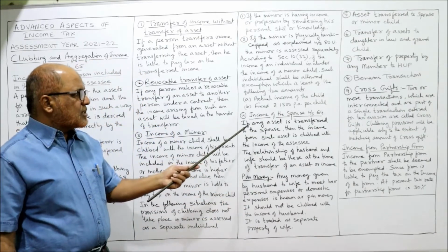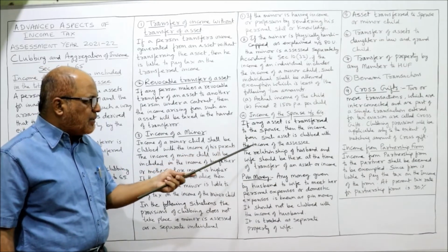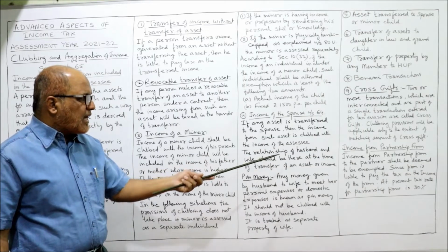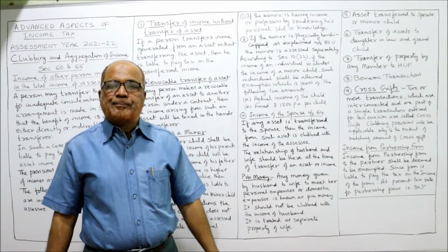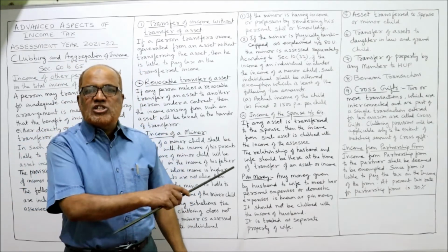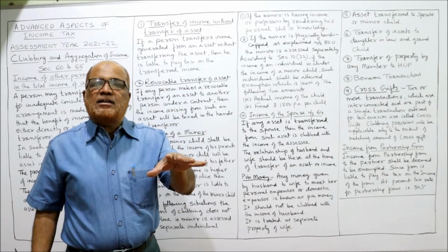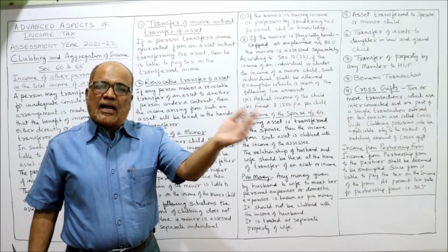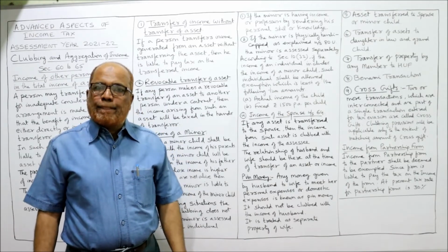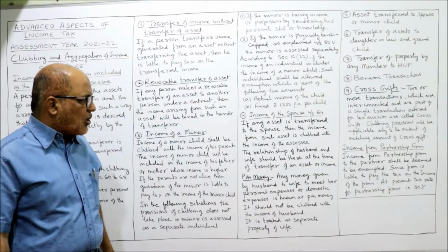So income of the spouse. If any asset is transferred to the spouse, then the income from such asset is clubbed with the income of the assessee. The relationship of husband and wife should be there at the time of transfer of the asset. If husband and wife relationship is there, then only this provision will apply. If there is no husband and wife relationship at the time of transferring the asset, the provision will not apply. That means clubbing provision will not apply if husband and wife relationship is not there.